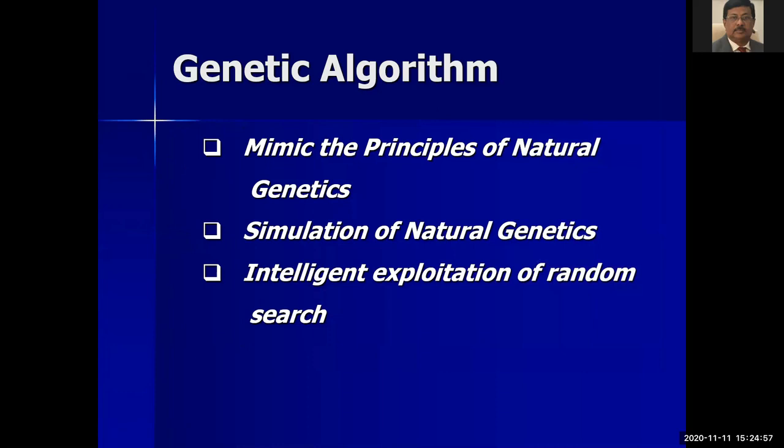Now let us come to the genetic algorithm. So what is genetic algorithm? It mimics the principles of natural genetics. That means it is a simulation of natural genetics. The genetic process is simulated for solving optimization problems. In other words, it is called intelligent exploitation of random sets. It is nothing but a random search process, plus intelligent exploitation. Hence, as natural genetics is simulated here, it becomes an intelligent exploitation of random sets.